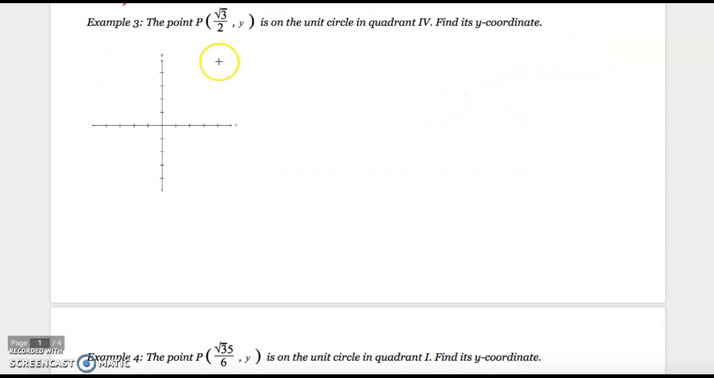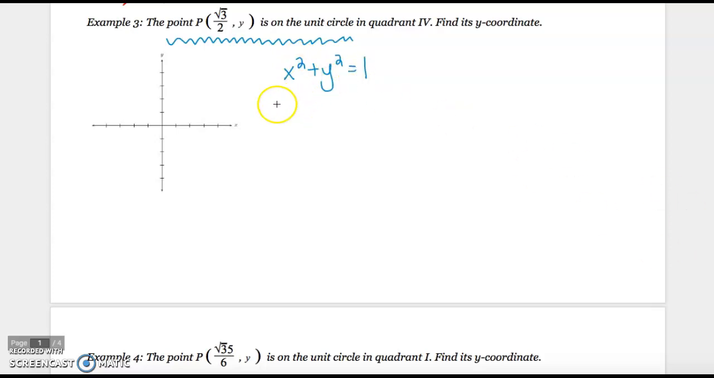In this problem, they tell us that there's a point, square root of 3 over 2 comma y, and that it's on my unit circle in quadrant 4, and we have to find its y coordinate. Because they tell me that my point is on the unit circle, I know automatically that this point has to satisfy my unit circle equation.